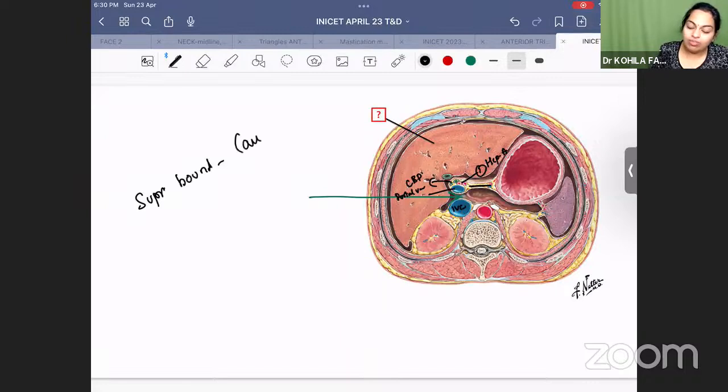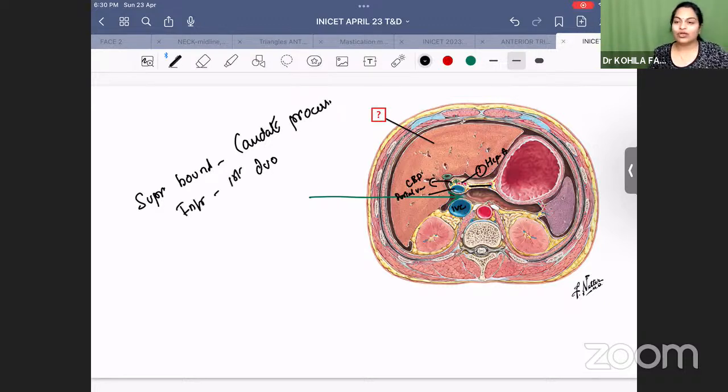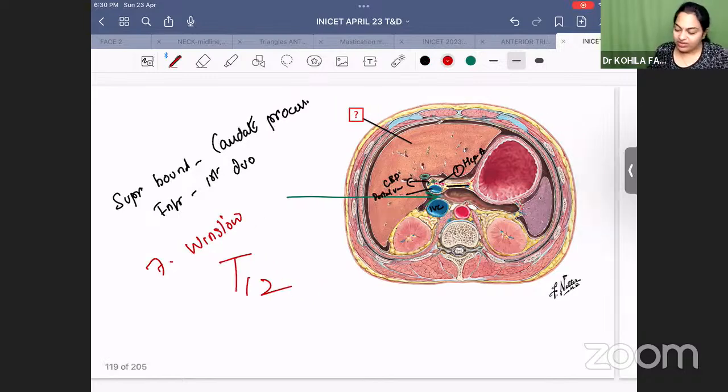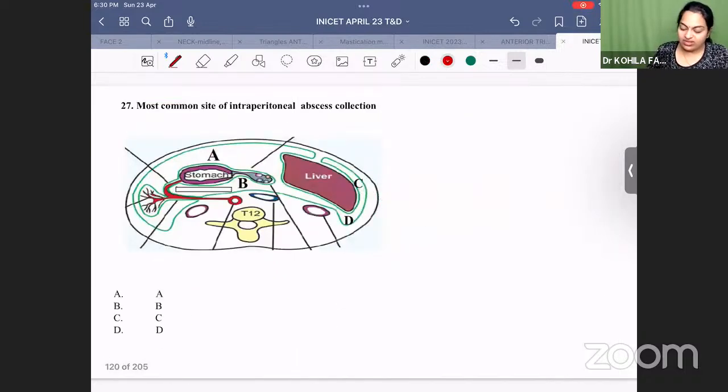What is the superior boundary for the epiploic foramen? The caudate process of liver. Okay, the caudate process of liver. And inferiorly, it will be related to the superior surface of the first part of the duodenum. Now, what is the vertebral level of the foramen of Winslow or the epiploic foramen? T12, right? Yes, all these are important related to that image. Yeah, so it is D.